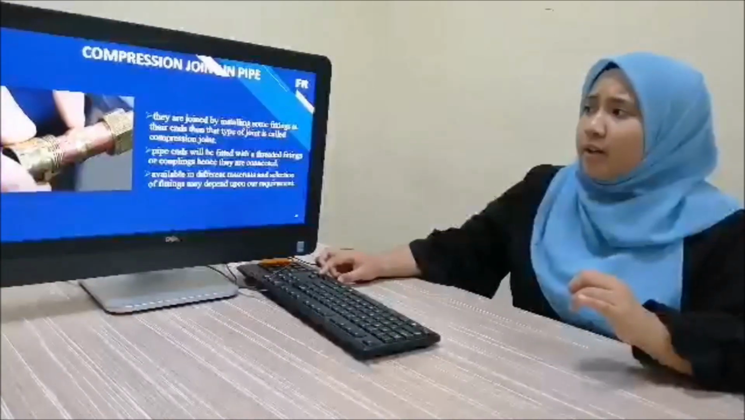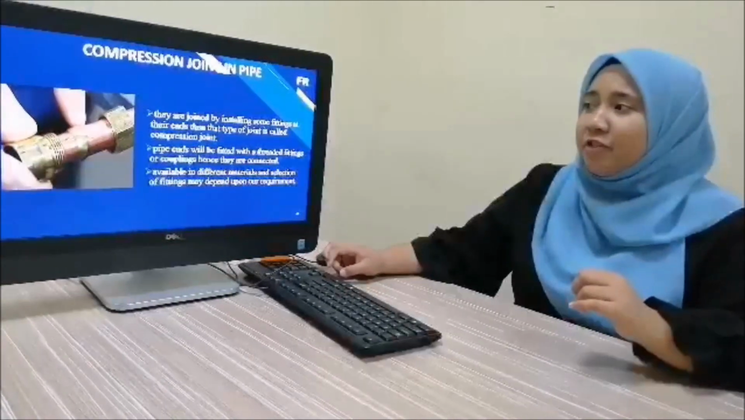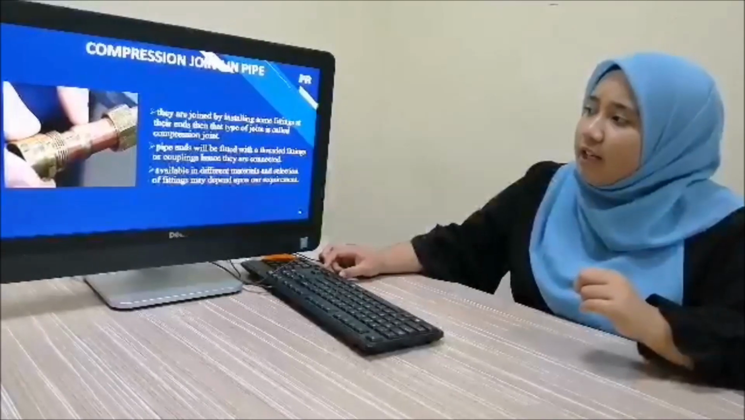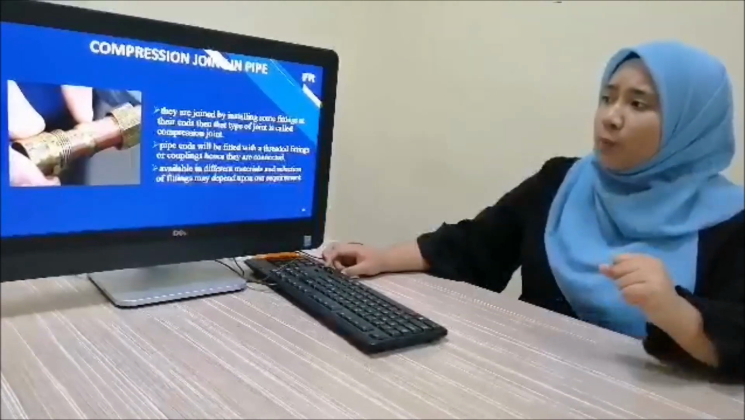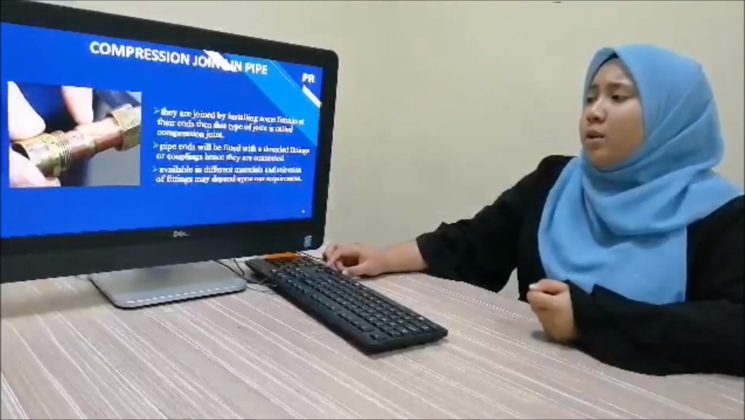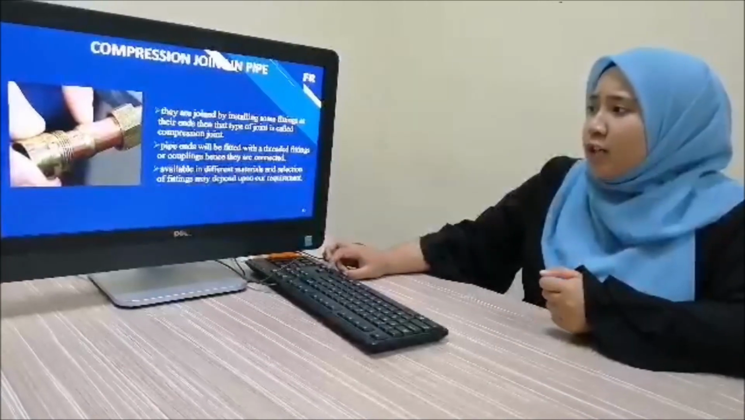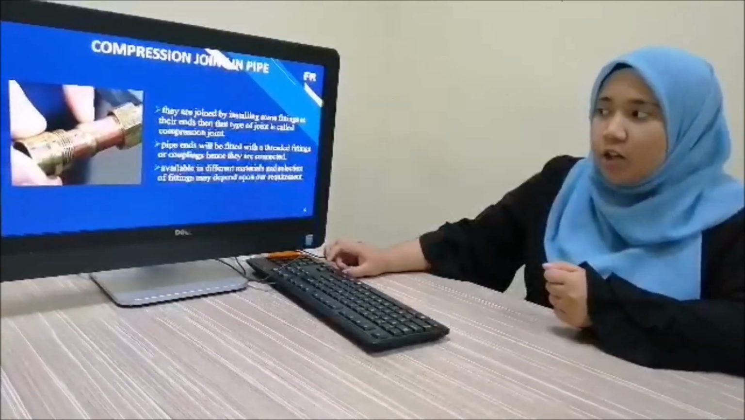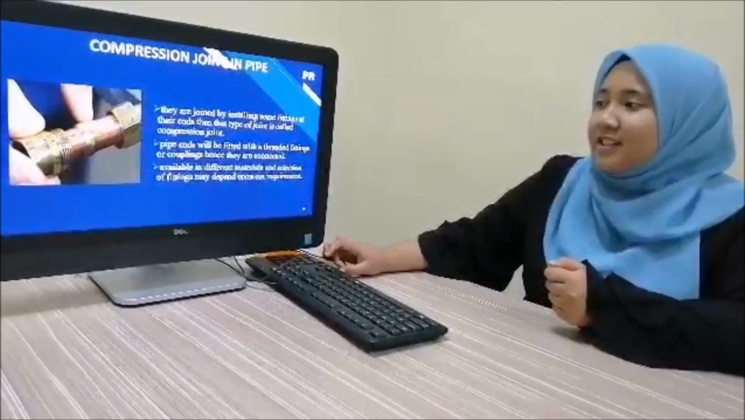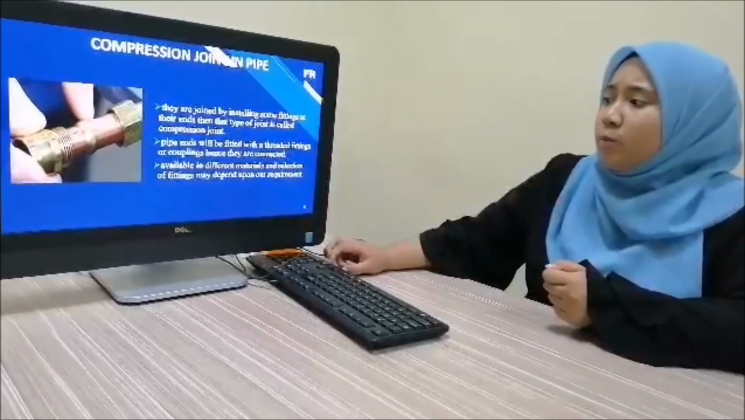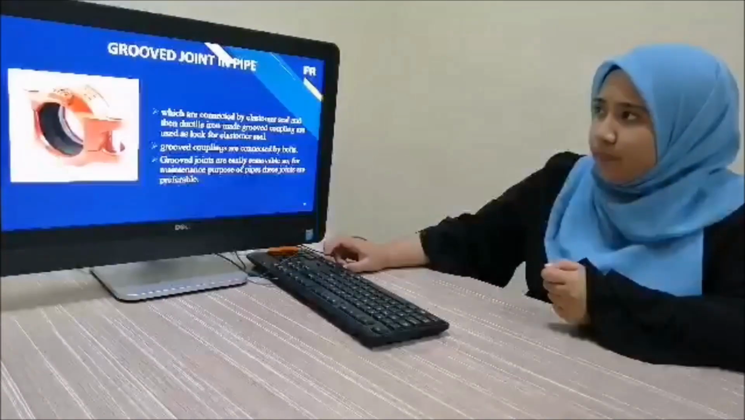Compression joint in pipe. Pipes are joined by installing some fitting at their end. That type of joint is called a compression joint. The pipe end will be fitted with a threaded fitting or coupling, hence they are connected. Available in different materials, and the selection of fitting may depend upon our requirement.